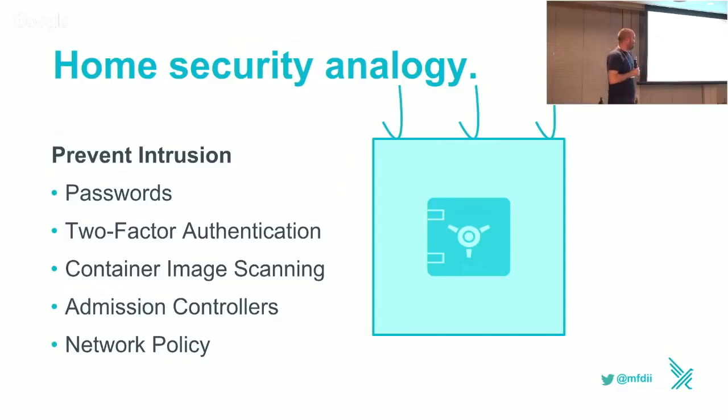Container image scanning to make sure that we're not shipping vulnerabilities in our containers. Admission controllers to prevent running things that we don't want to run in our Kubernetes cluster, so preventing a container or a pod from even starting to begin with. And then network policy, which provides next generation edge firewalling for Kubernetes clusters.